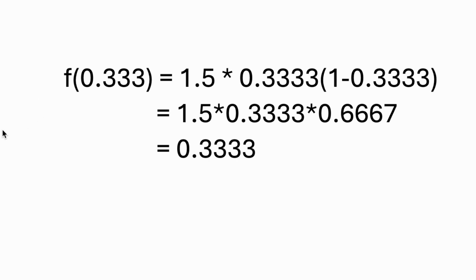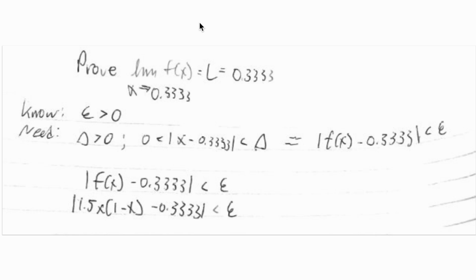So then we can go about putting that into a limit and then proving that that limit exists via the delta epsilon proof method. So here is that limit that we are trying to prove, that the limit of f of x as x is approaching 0.33 is equal to 0.33, or in this case we can call that value L. So let's prove this using the delta epsilon definition of a limit.